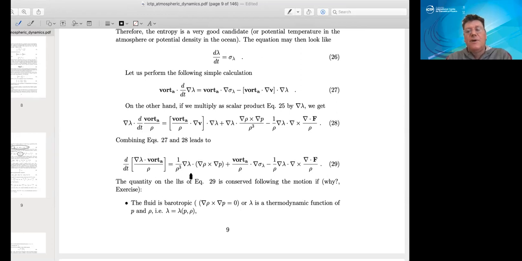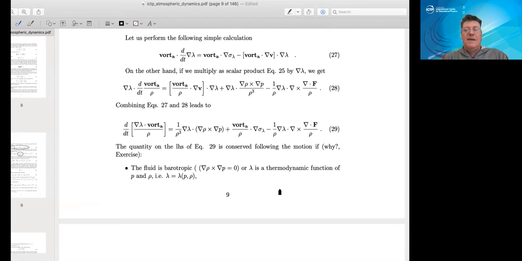And that has the following source terms. The first one is the gradient of lambda times the cross product of gradient density and gradient pressure. The second term is related to the gradient of the source term of our quantity lambda. And the third term are the frictional forces, related to the frictional forces.